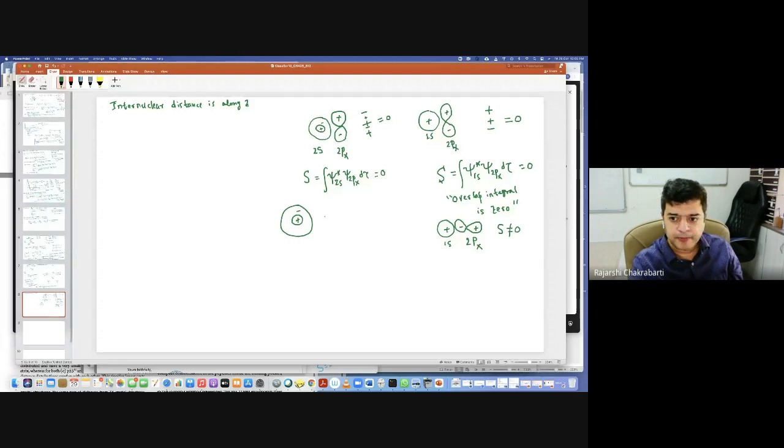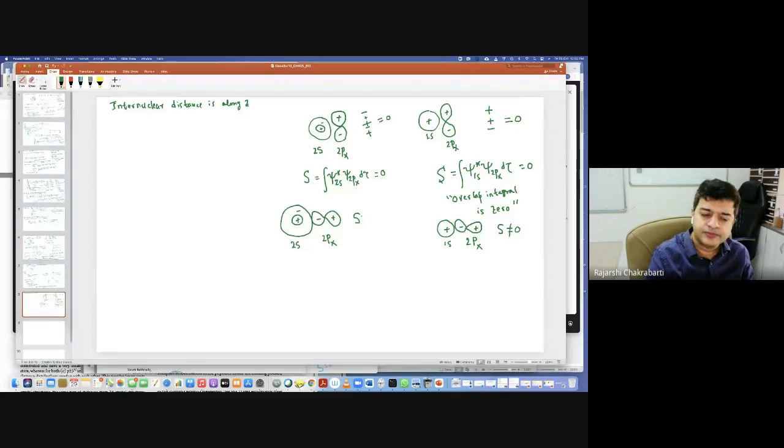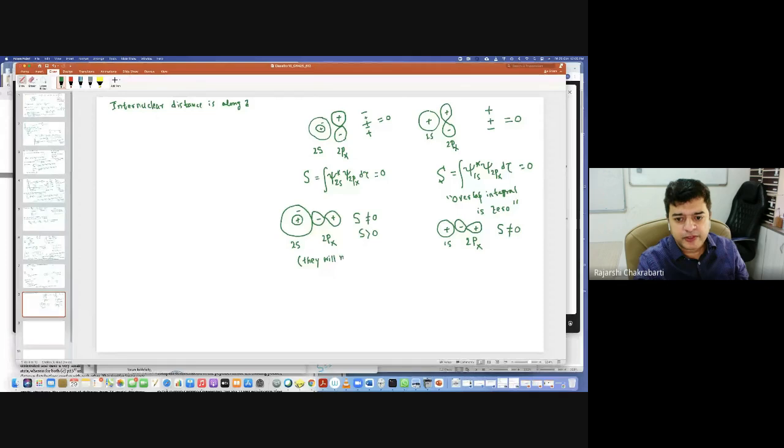2s and, sorry for the very bad drawing, 2px. What is the value of s? Is it 0 or non-zero? It is non-zero. Yeah, because again, you see that this minus and minus will give you something like plus when you multiply. So it is not only non-zero, it is mostly positive in this configuration. If you take 2px on the other side, it will change sign, but it is non-zero. Actually, s is greater than 0 in this case. So they will mix.